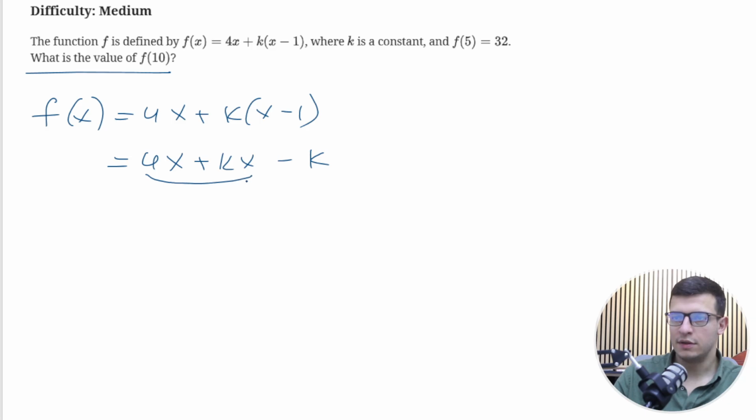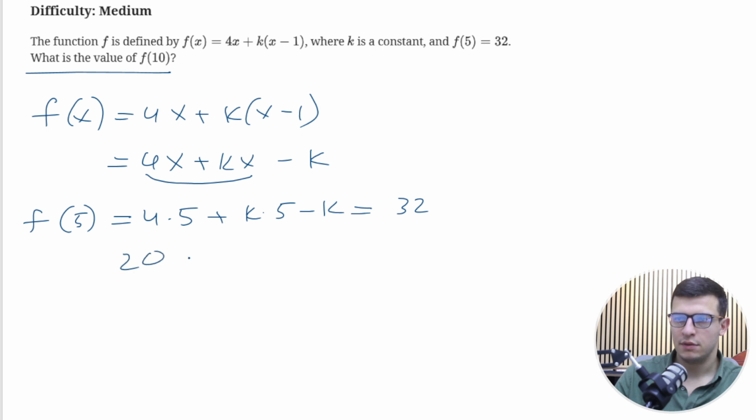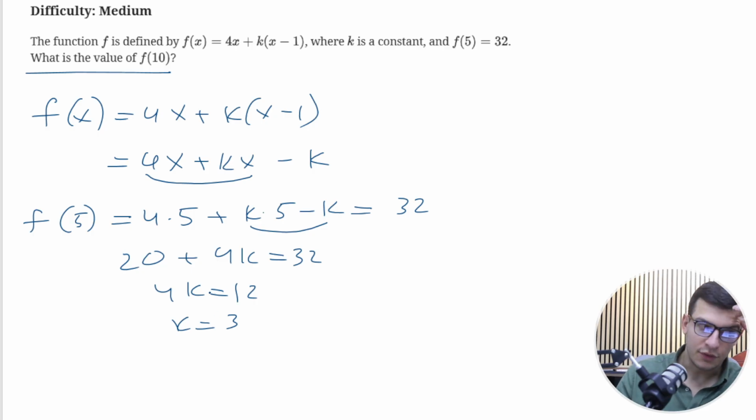So these are my two terms that are related with x. Now when I find f(5), I can say 4 times 5 plus k times 5 minus k, and that should be equal to 32. So 20 plus 5k minus k is 4k, which is equal to 32. 4k is equal to 12, and k is equal to 3. But we're not looking for k, we're looking for f(10).